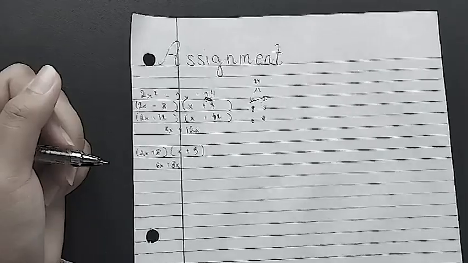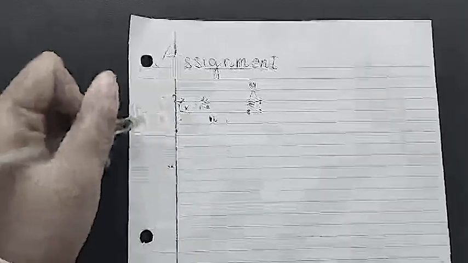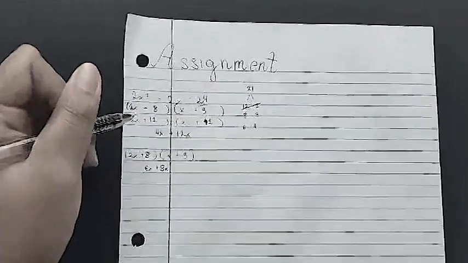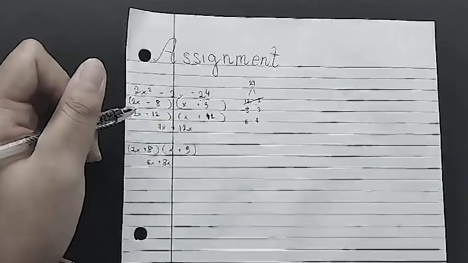Math genius, right? Can you solve this problem for me? I'm kind of having trouble. So the final answer is 2x plus 8 multiplied by x plus 9. That is the final answer.